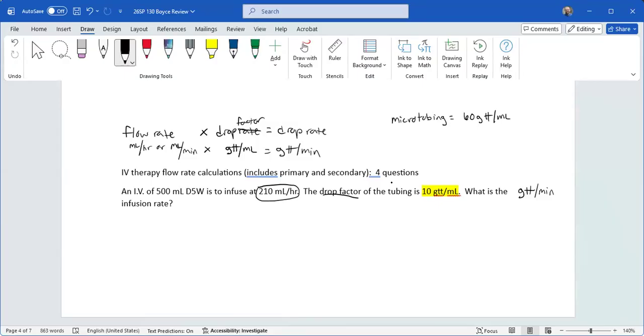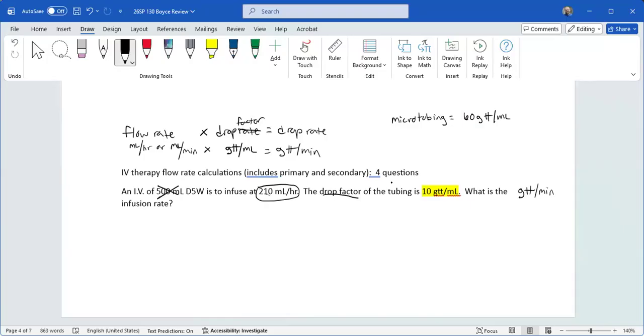All right. So what are we going to do here? We're going to calculate the infusion rate, the drop rate. We're going to start off where it tells us we have an IV of 500 milliliters, dextrose 5% water. It's infusing at 210 milliliters per hour, and I have a drop factor of 10. Now, the thing that's a little bit confusing is this 500 milliliters here. This is just telling me how much total IV I have. I do not need this information to solve this question.